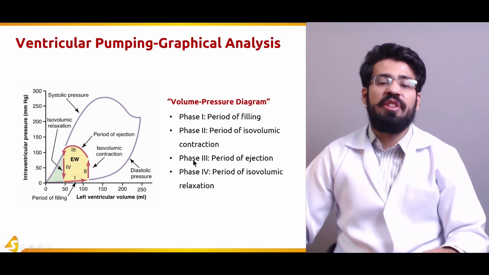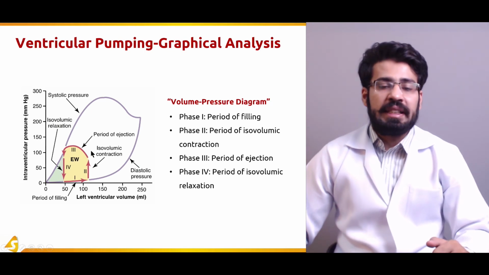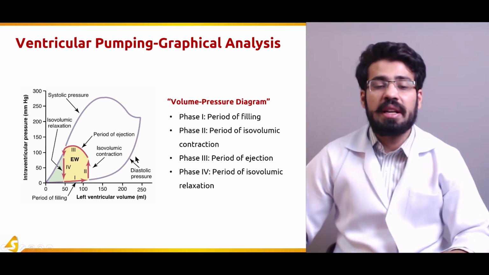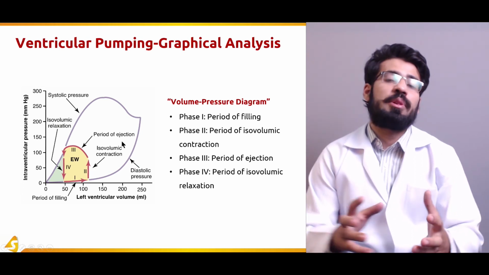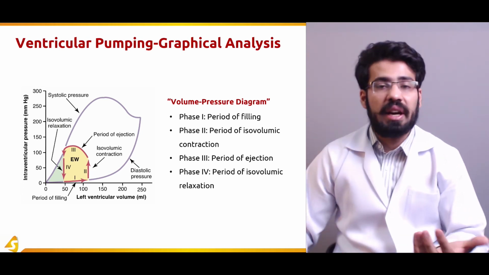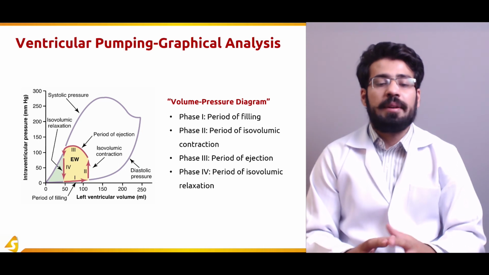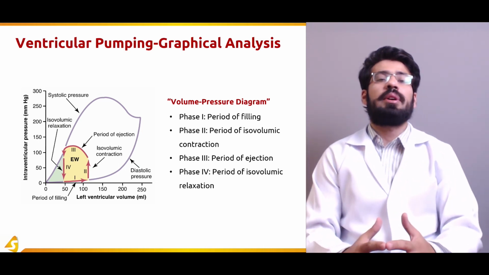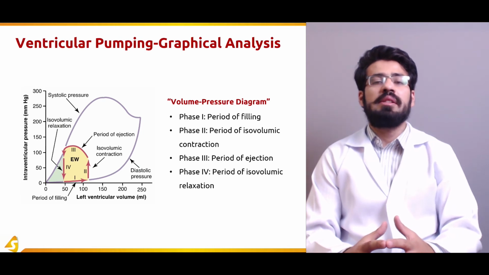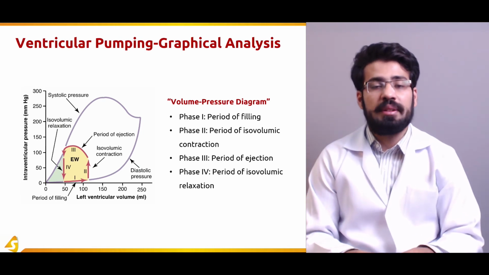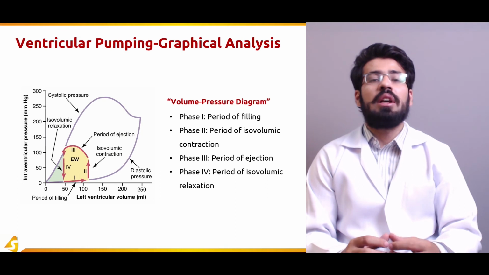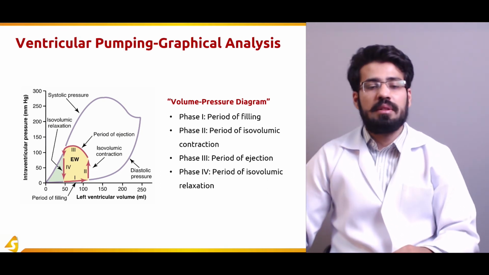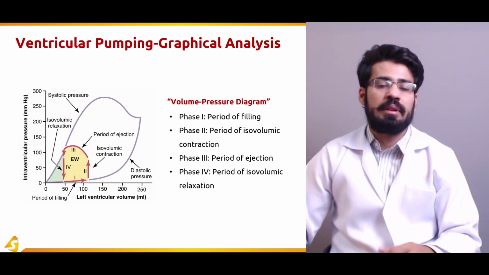Phase 3 is the phase of ejection. And why is it known as the phase of ejection? Of course, because the ventricles have been filled during the diastolic pressure, and during this phase the ventricles will contract because the excitatory signals have reached the Purkinje fibers, and they will cause the contraction of the ventricular muscles of the cardiac fiber.